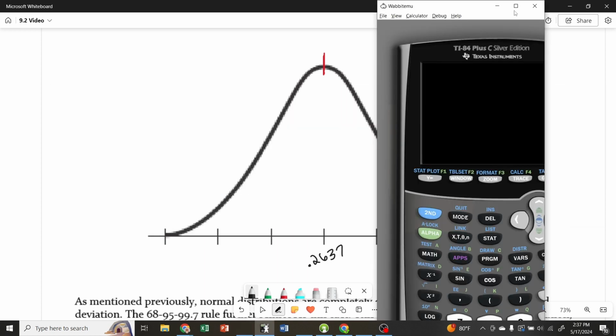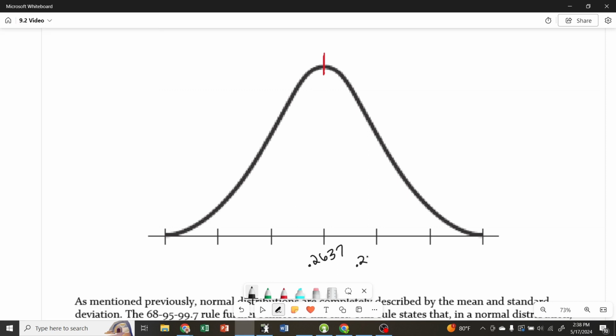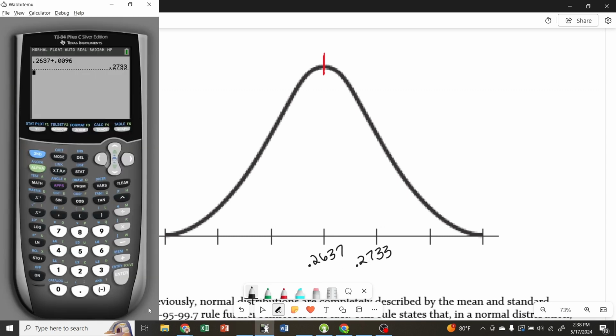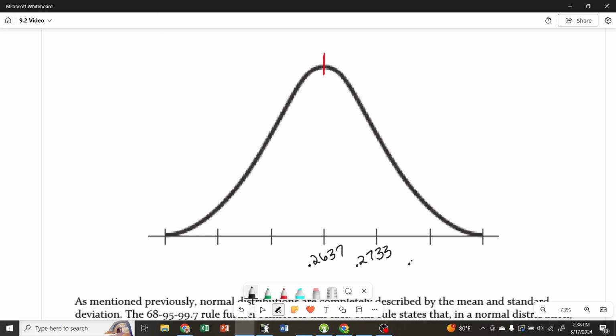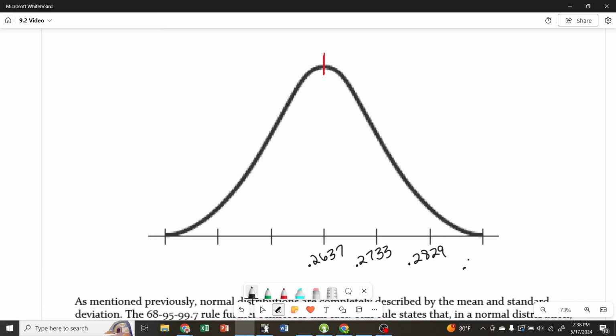So if we come over here and we use our calculator, we have 0.2637, and we're going to add 0.0096. This is 0.2733. Okay, and we're going to add 0.0096 to that, and we get 0.2829. And then our third standard deviation away would be 0.2925. Now we're going to do the same thing, but we're going to go to the left.